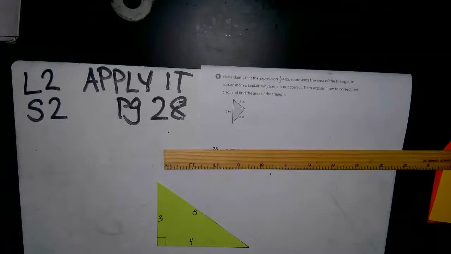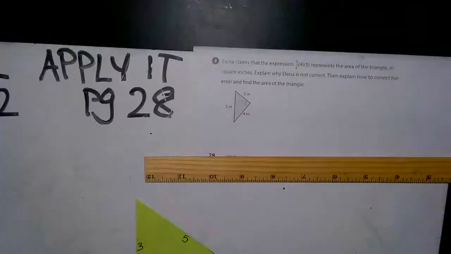Welcome back from your break. We have one more question to do. It says, Elena claims that the expression 1/2 times 4 times 5 represents the area of the triangle in square inches. Explain why Elena is not correct. Then explain how to correct her error and find the area of the triangle.